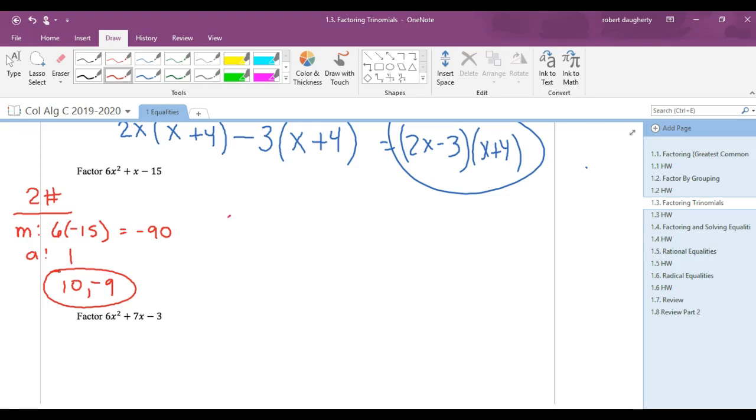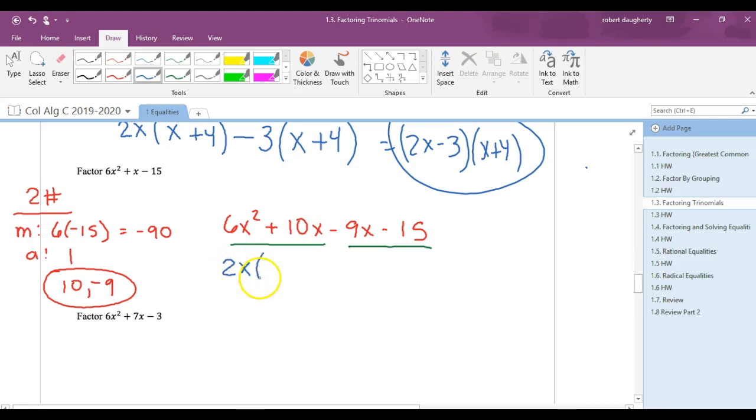So I'm going to rewrite this as 6x squared plus 10x minus 9x minus 15. And then I factor this how? By grouping, okay? So what do those first two terms have in common? It looks like a 2x. So 2x, and what do I multiply 2x by to get 6x squared? That's 3x. What do I multiply 2x by to get 10x? That's a 5. Copy down the minus sign.